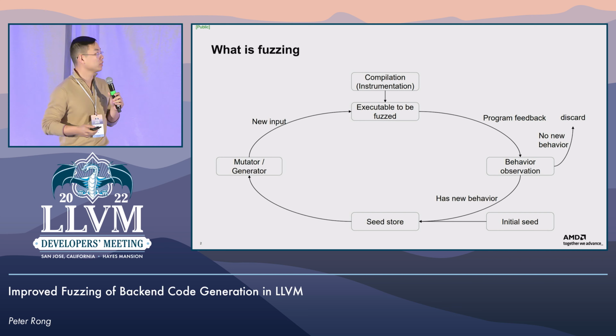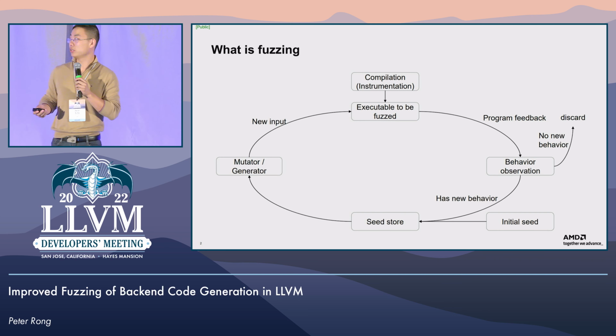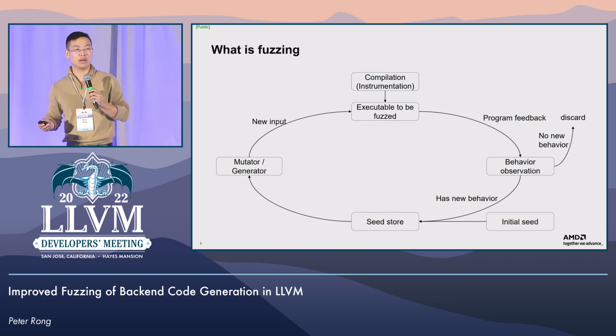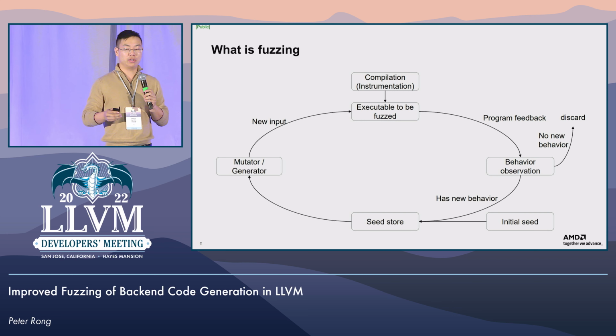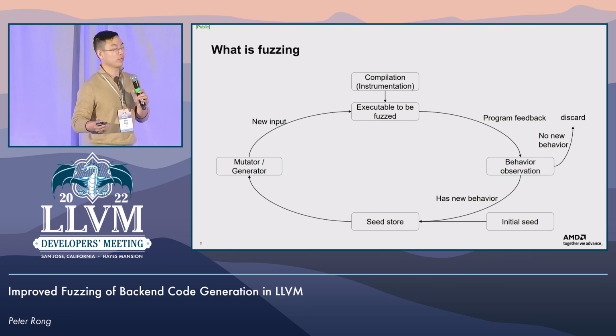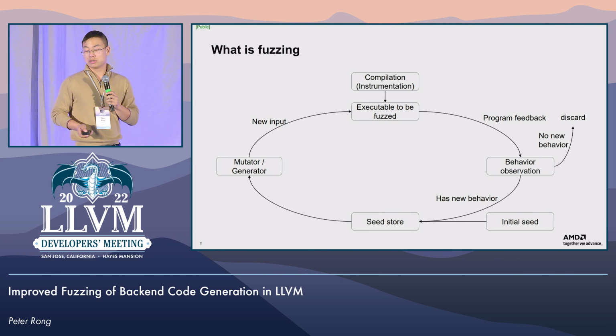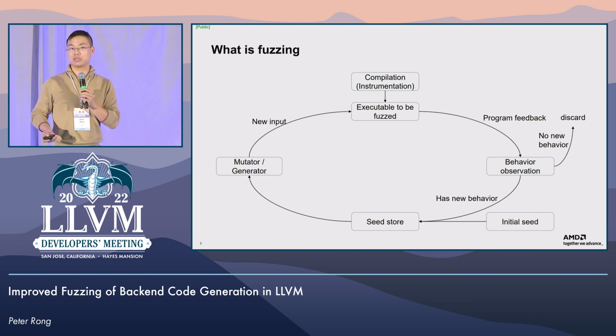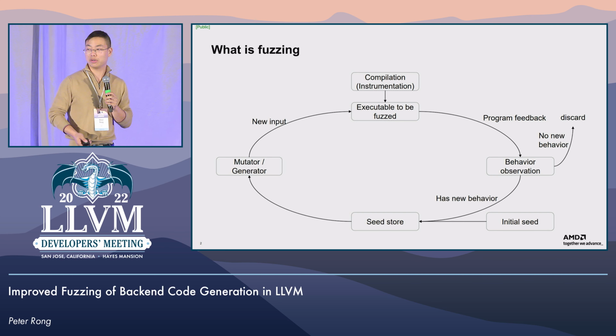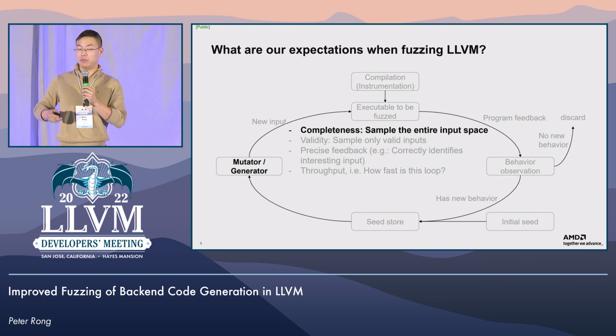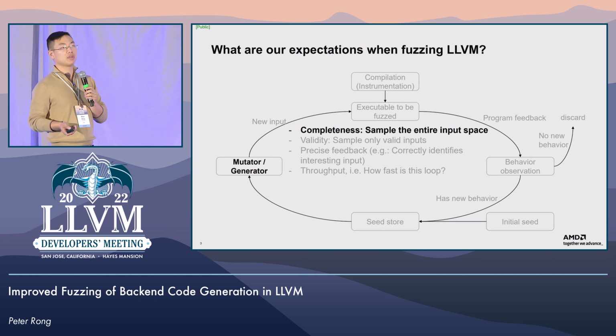So first of all, what is fuzzing? Fuzzing is not just input generation. After you generate that input, you still have to execute it and then monitor if there is new behavior in your program, say a new feature has been executed. If you do have a new feature being executed, you will send that input to the store and try to mutate it further. So that's a loop. But what are we expecting when we're fuzzing LLVM with that loop?